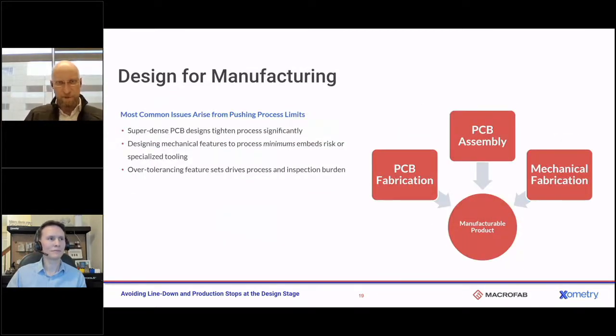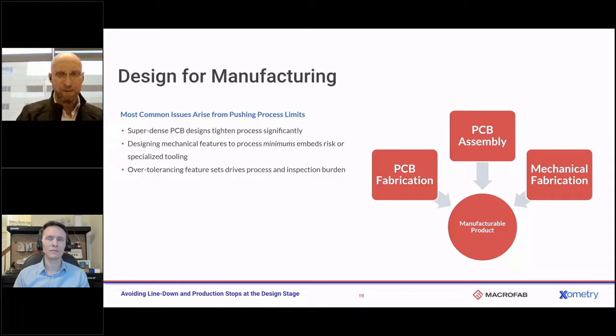So thinking about design for manufacturing, right? There's a whole lot that goes into producing a product, especially an electronics product. We have PCB fabrication, PCB assembly, mechanical fabrication, and the process that puts it all together to create that manufacturable process. Almost all of the issues we see, not all, but a big significant chunk, are about pushing process limits, right? When you've got a super dense PCB, say a compute product, a communications product, or a wireless product where we might have hundreds of components per square centimeter, we're getting into some real issues in the process itself.